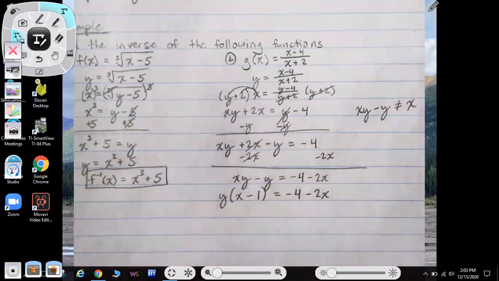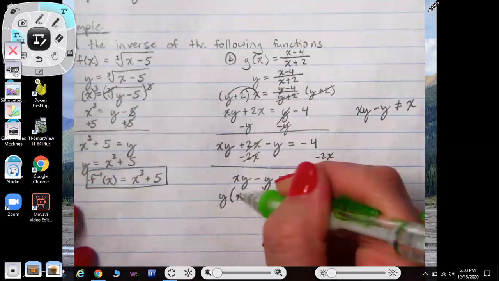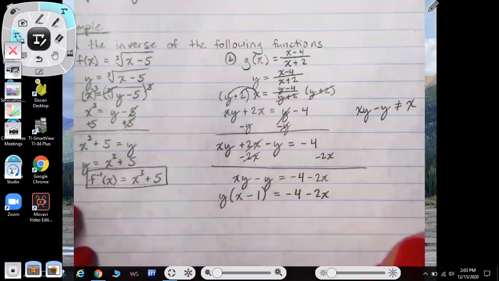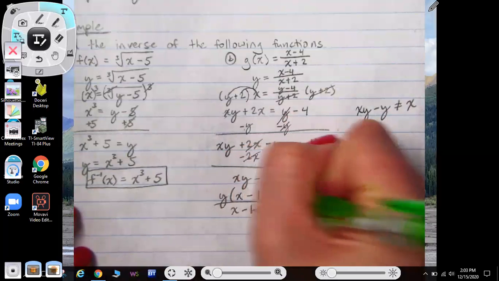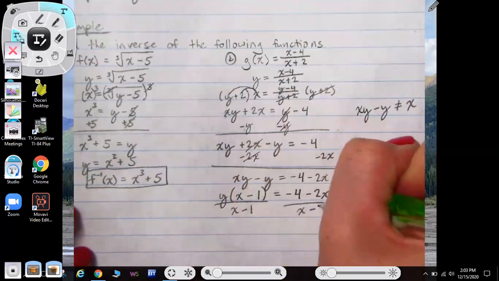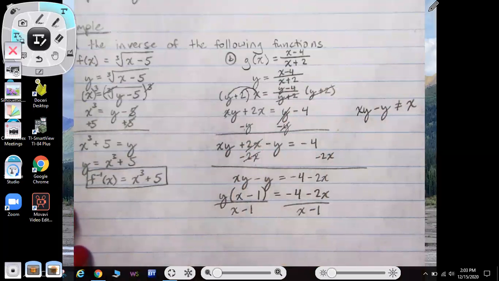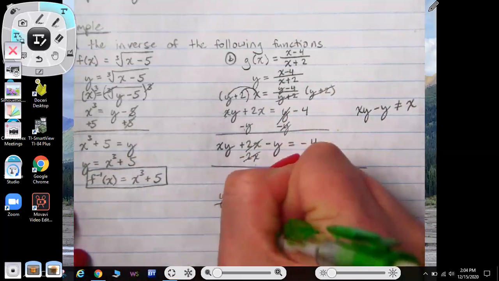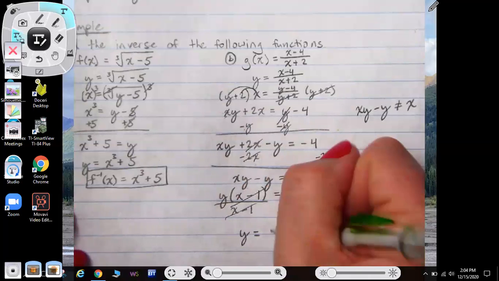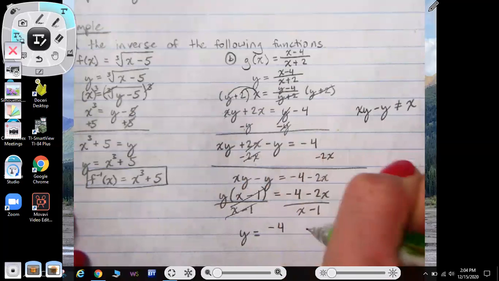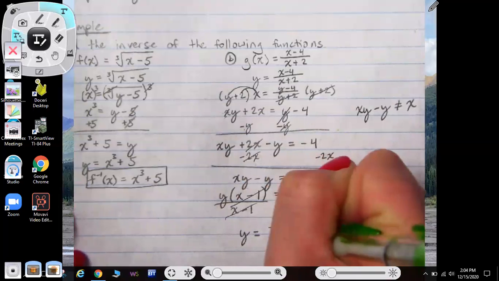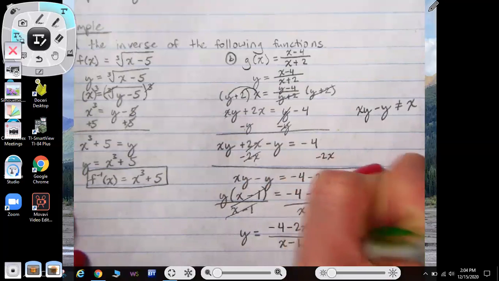And finally, we have y being multiplied by x minus 1. So to get y by itself, divide both sides by x minus 1. These x minus 1s will cancel and leave us with y. We can't really do any division over here. This is just going to stay -4 minus 2x over x minus 1.